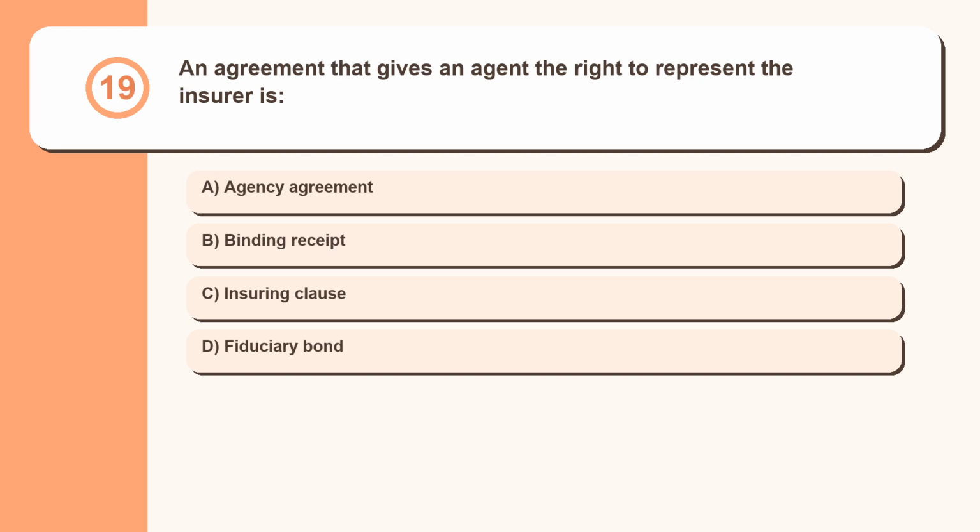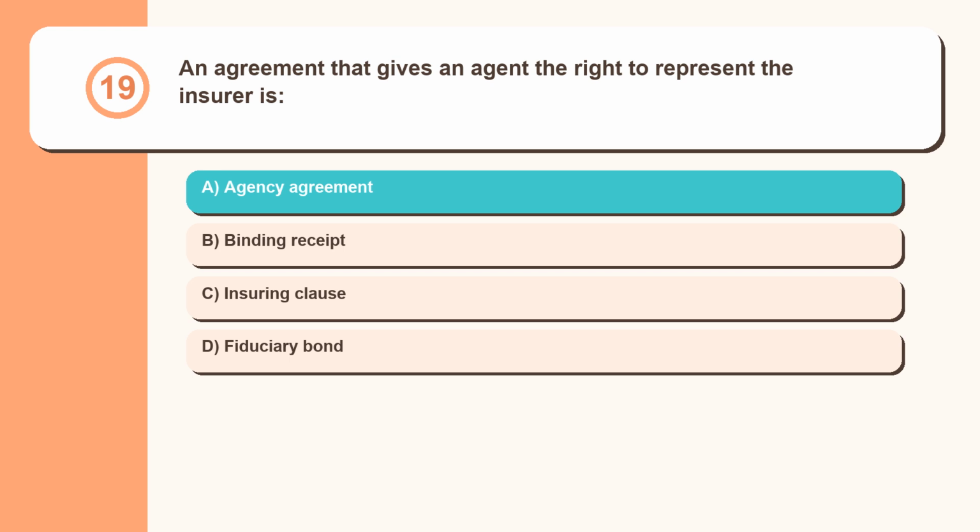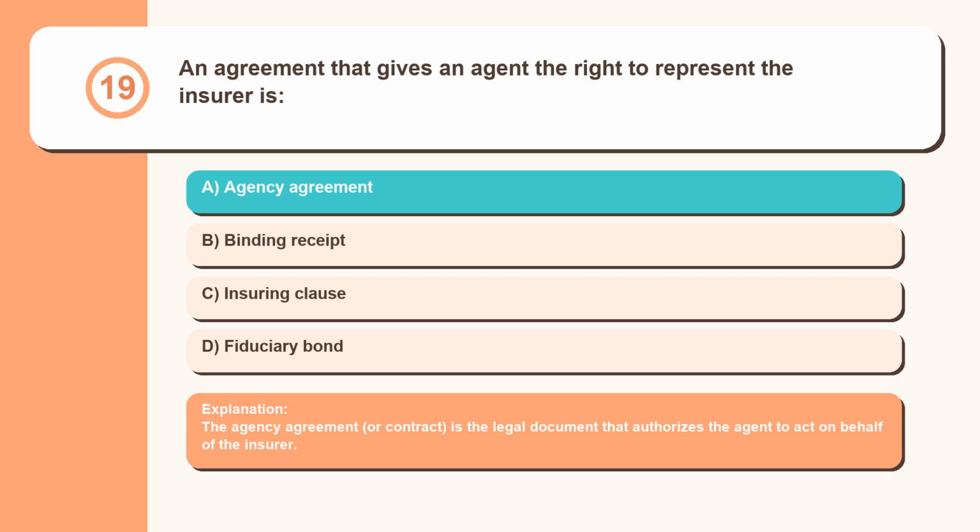Question 19. An agreement that gives an agent the right to represent the insurer is: agency agreement, binding receipt, insuring clause, fiduciary bond. The agency agreement, or contract, is the legal document that authorizes the agent to act on behalf of the insurer.